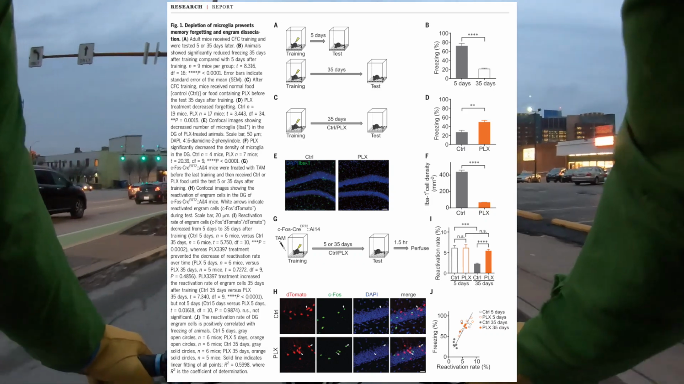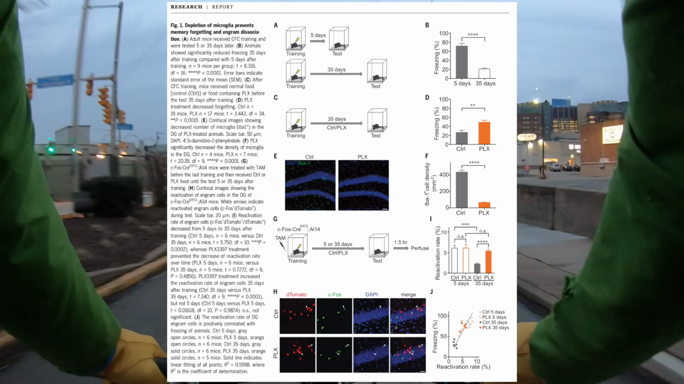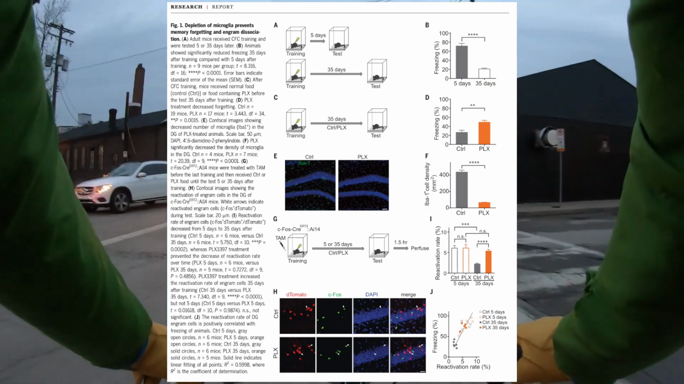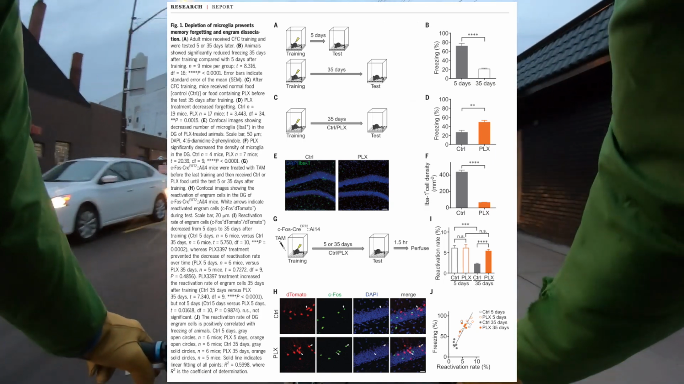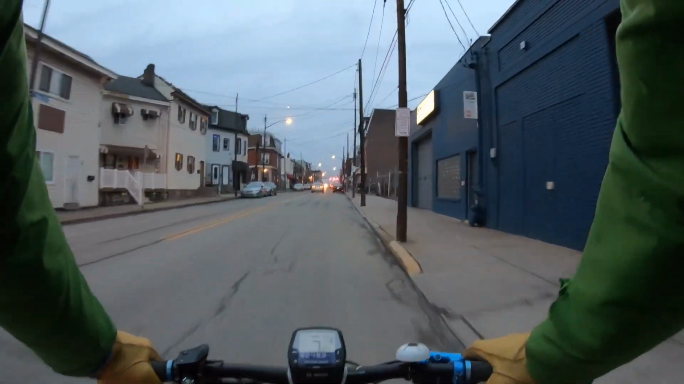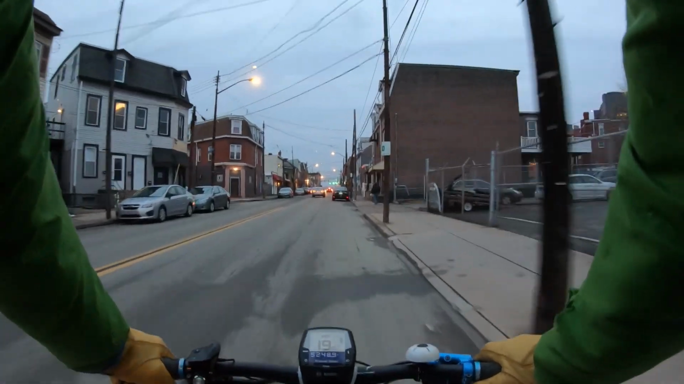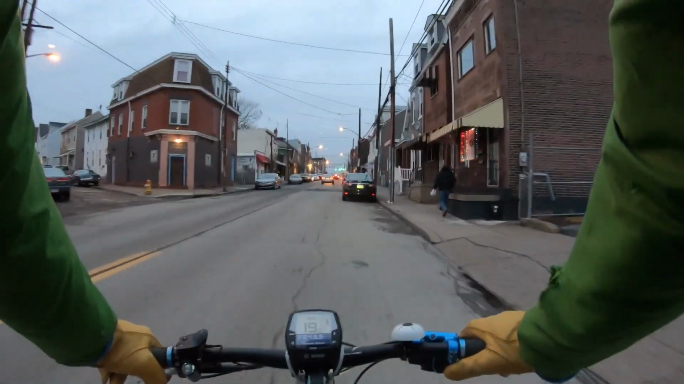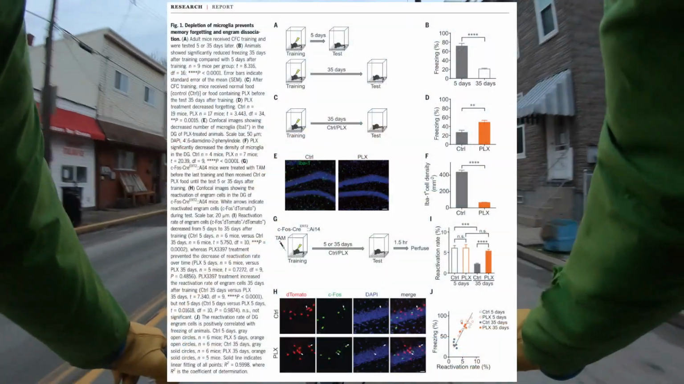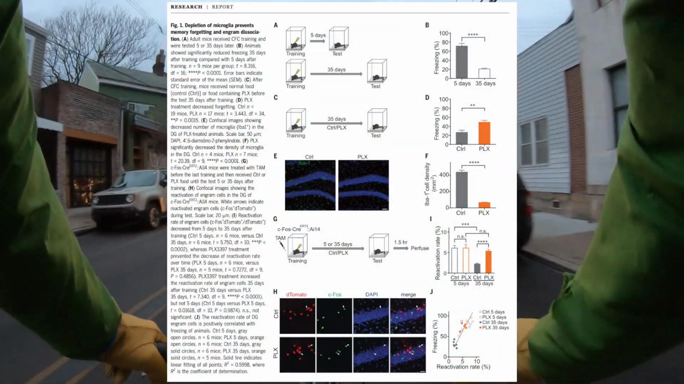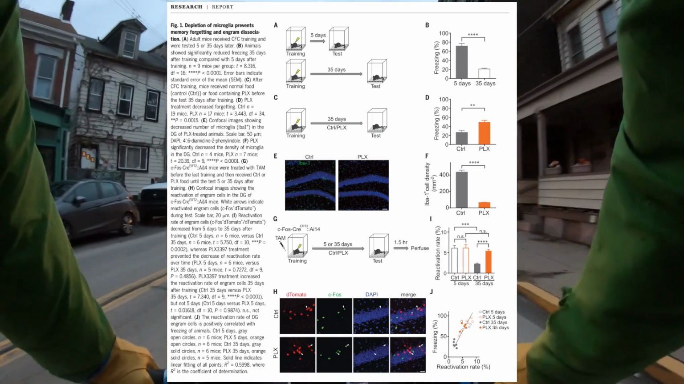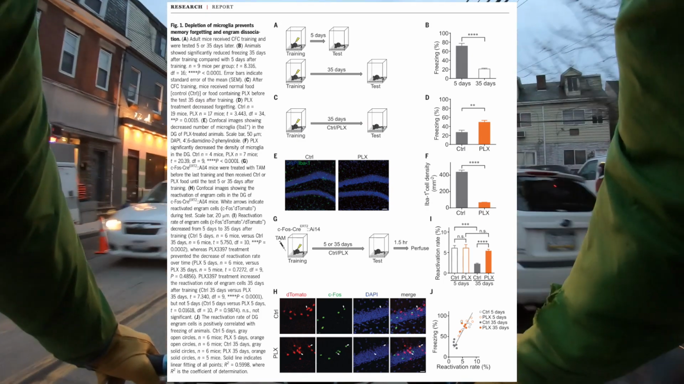Well, this paper shows if they fear condition an animal and then look remotely, they see that the animals tend to freeze less after 35 days. That's pretty typical. That's just extinction. But what they look at is if they mess with microglia and deplete the microglia, that the fear memory actually persists better. And that is again registered by freezing.